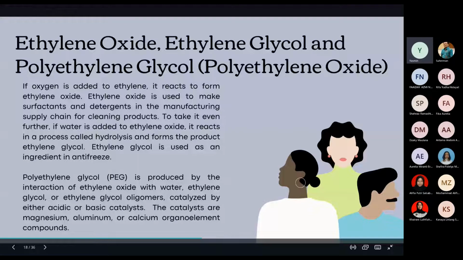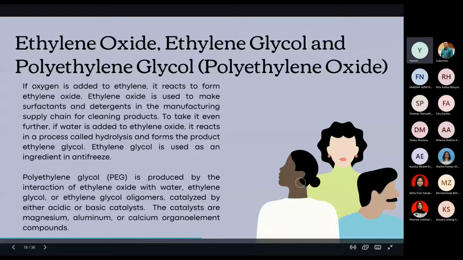Ethylene oxide, ethylene glycol, polyethylene glycol, and polyethylene oxide. If oxygen is added to ethylene, it reacts to form ethylene oxide. Ethylene oxide is used to make surfactants and detergents in the manufacturing supply chain of cleaning products. To take it even further, if water is added to ethylene oxide, it reacts in a further process called hydrolysis, which forms the product ethylene glycol.